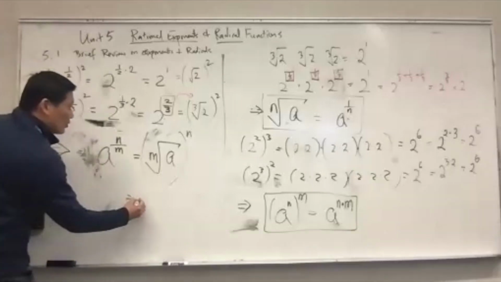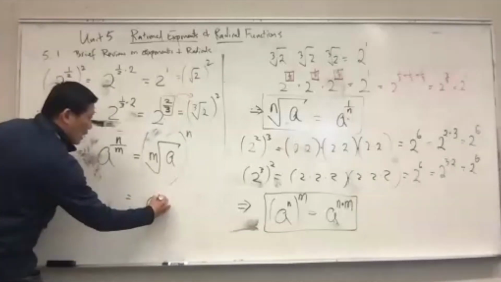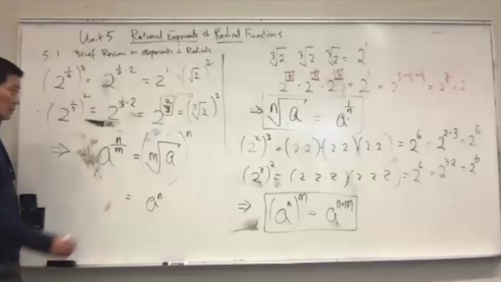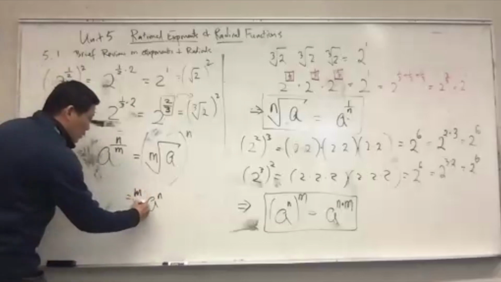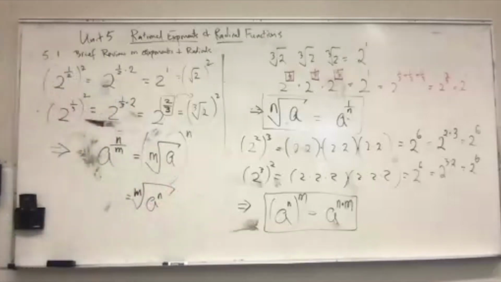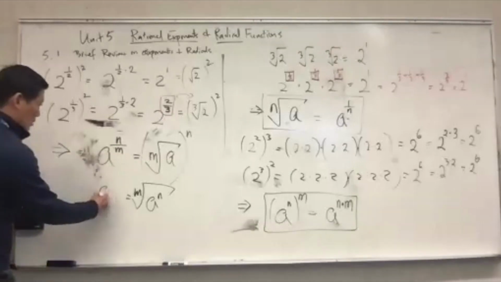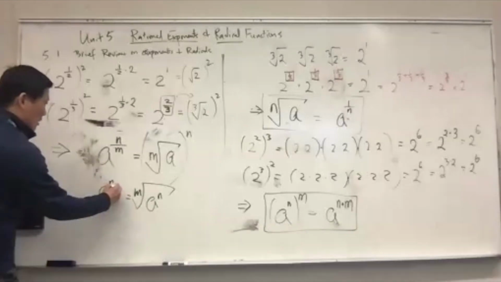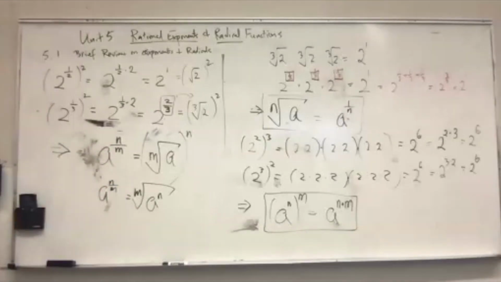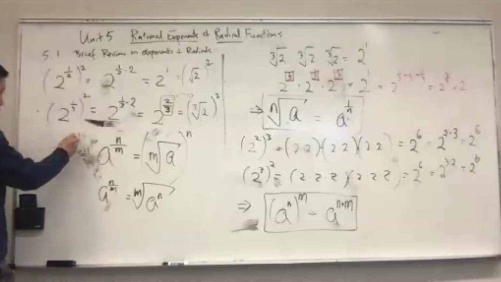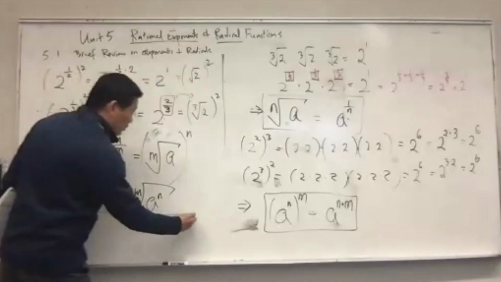Or you can think of this as A to the N power, and then the whole thing M root of that. Oh, yeah, that's what I was thinking of earlier. That's how I meant. Yeah. It can look like either one of those. Okay? And this is important, right?